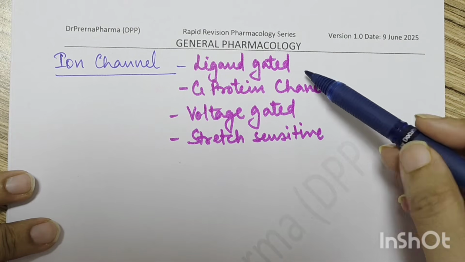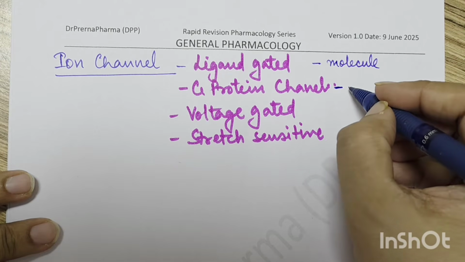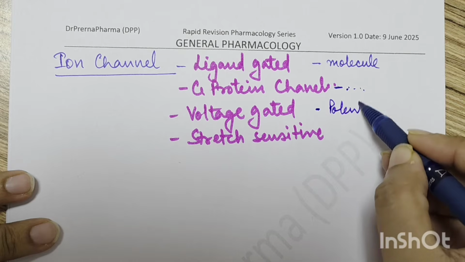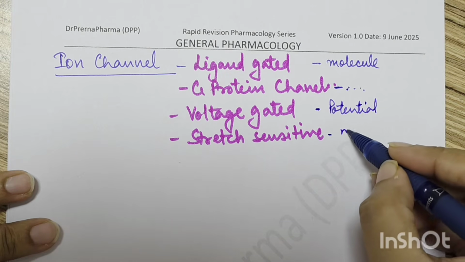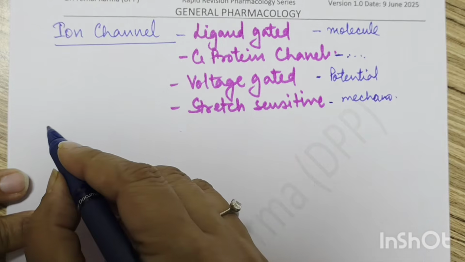Now ion channels, ligand gated ion channel means some molecule has to attach here. Okay, G protein coupled channels are those in which G proteins are the ones which activate them. Then in voltage gated, basically an action potential comes and activates them. Stretch sensitive are mechanoreceptors, so they get sensitized by the stretch, by the increased blood pressure, increased volume, like that. Now let us see some examples.